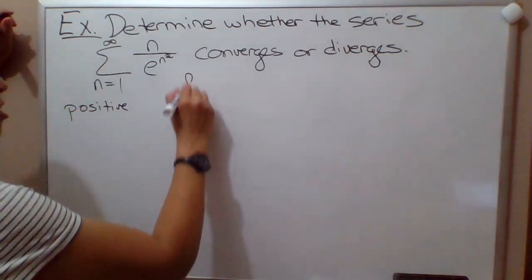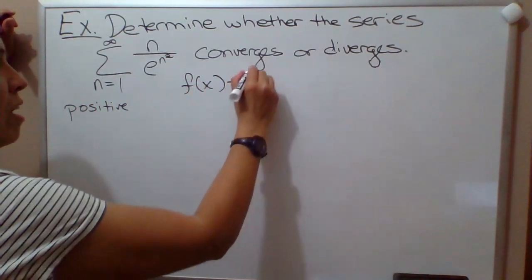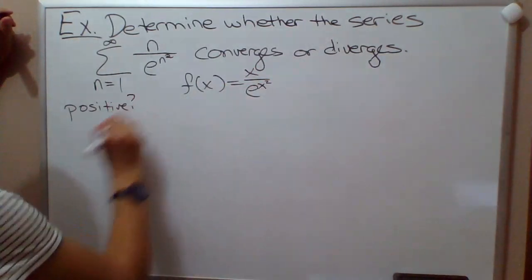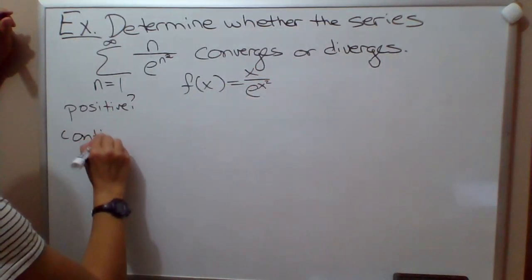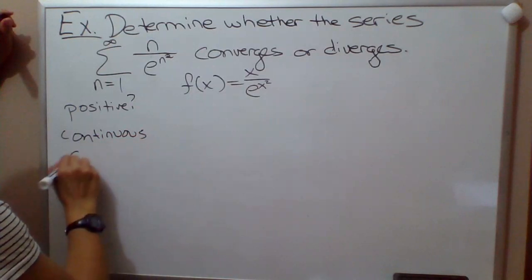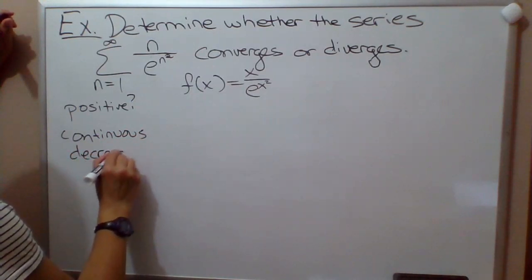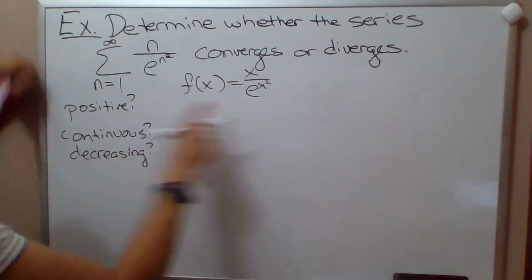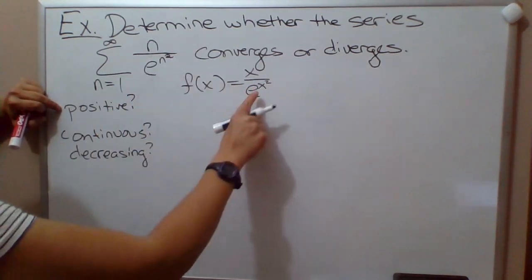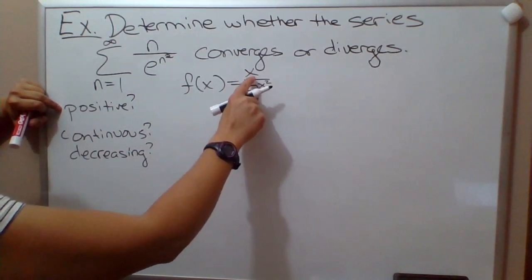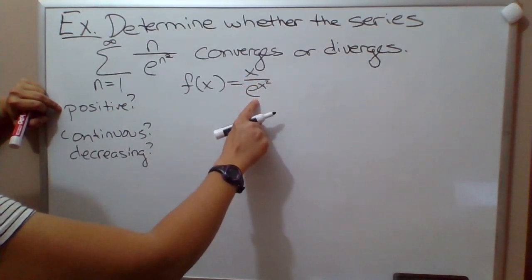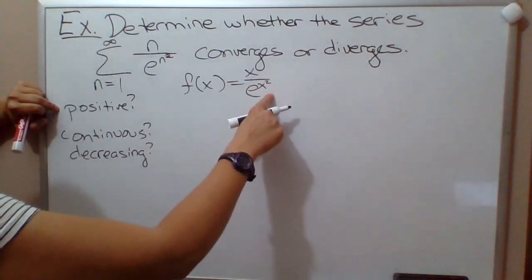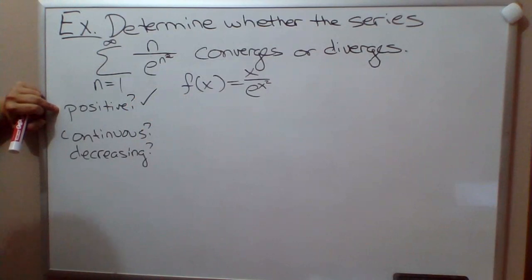if I express this as a function of x, f of x equals x over e to the x squared, is that function positive, continuous, and decreasing? Okay, positive. So if x is 1 or larger, then the numerator is definitely positive. E, which is a positive number, raised to a power, will always be positive. So we have a positive over a positive, so yes, this will definitely be positive.